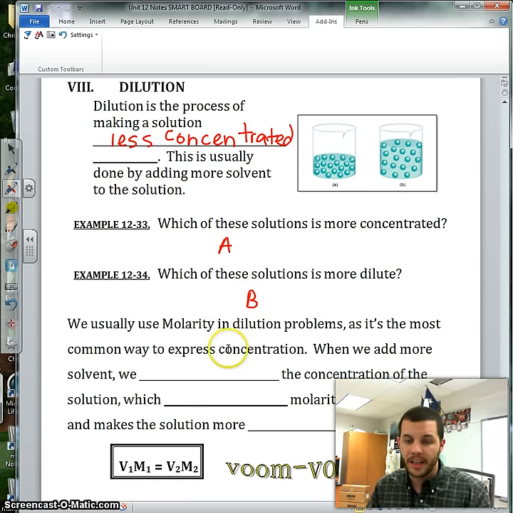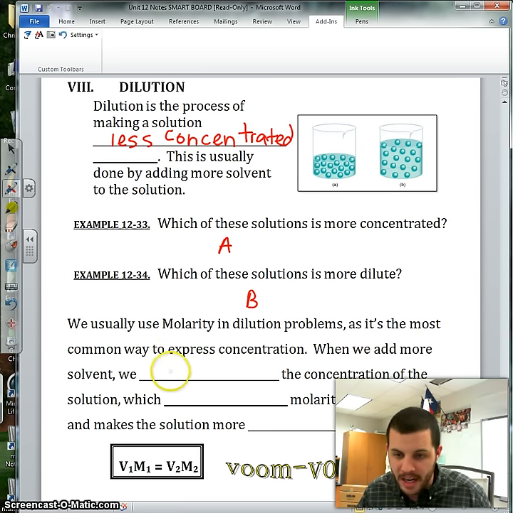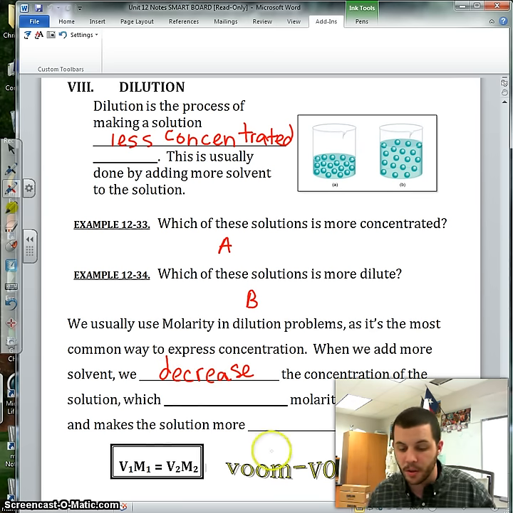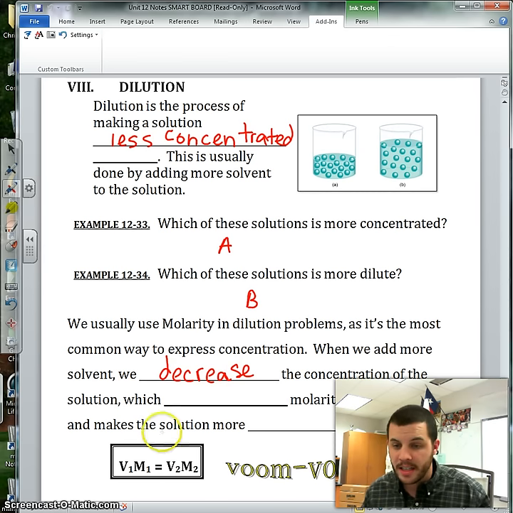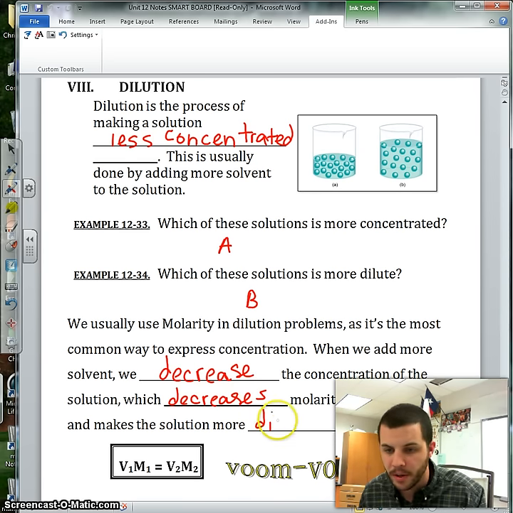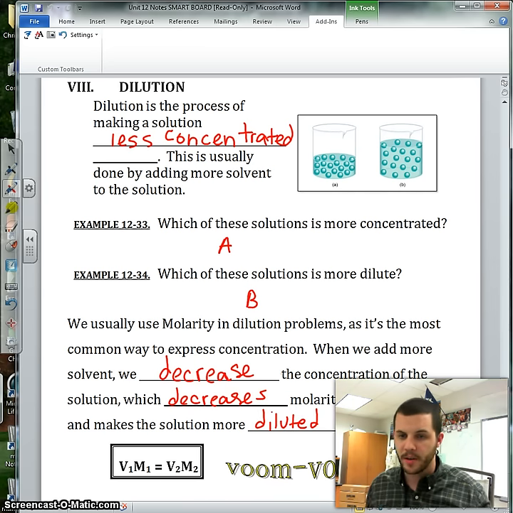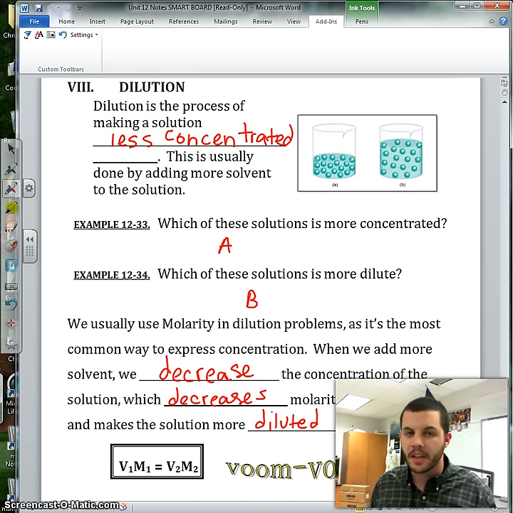It says we use molarity in dilution problems as it's the most common way to express concentration. When we add more solvent, we are decreasing the concentration of the solution, which decreases the molarity of the solution. And lastly, it says this makes the solution more diluted. So basically, if we decrease the molarity, we're decreasing the concentration, and that makes something more dilute.